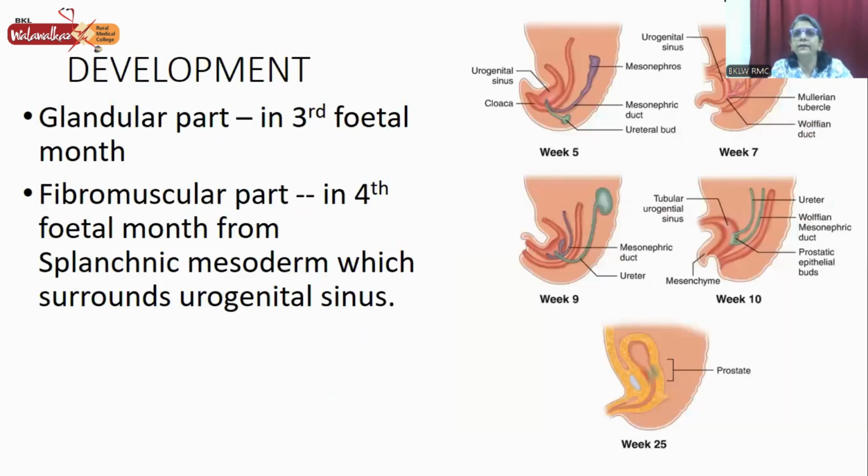Developmentally, we'll see in detail during the embryology, but just remember the glandular part will develop in the third fetal month and the fibromuscular part in the fourth fetal month from the splanchnic mesoderm, which surrounds the urogenital sinus as seen in the figure.